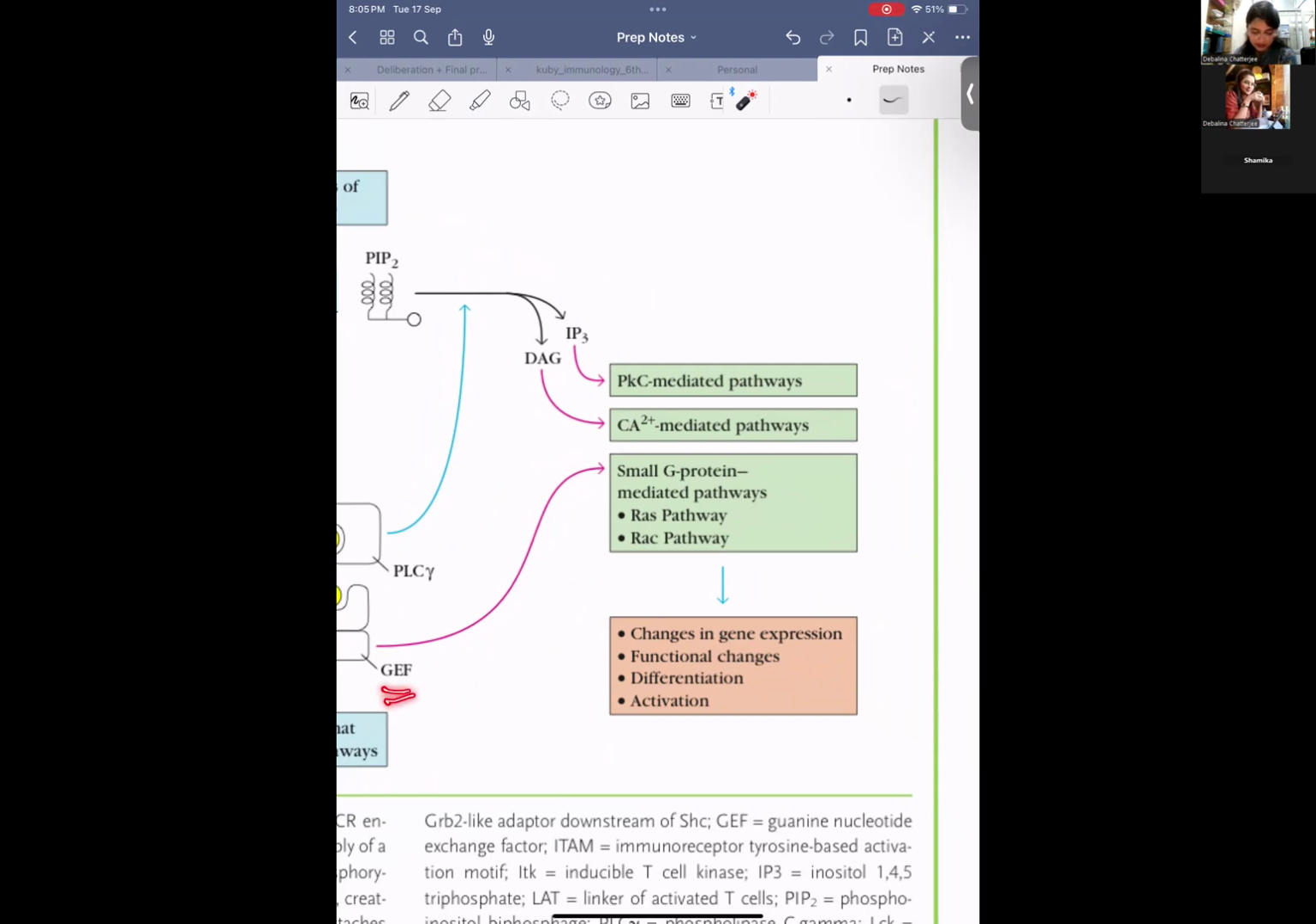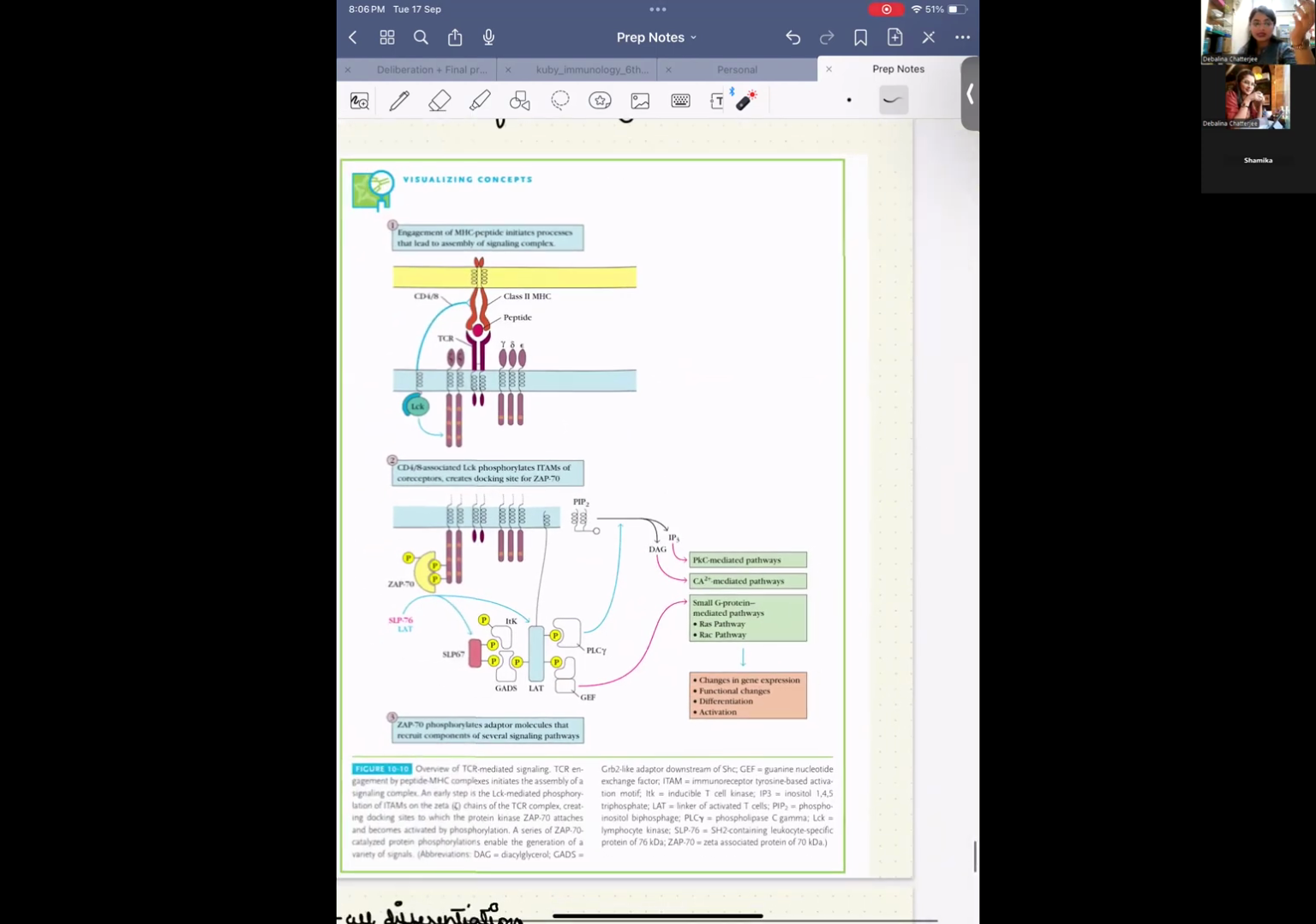If it is a GEF mediated pathway, some small G proteins can be activated, and RAS and RAC pathways are downstream of your G protein coupled receptor. Eventually, by either of these pathways, the goal of changed gene expression, certain functional changes, differentiation, and activation follows in your T cells, T helper cells, or your cytotoxic T cells.